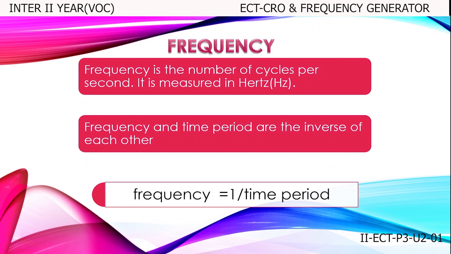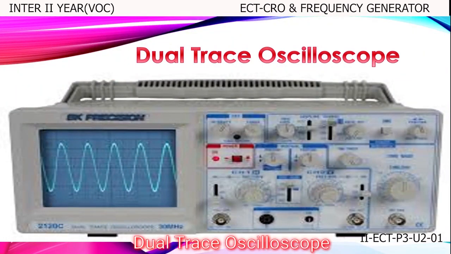Definition of frequency. Frequency is the number of cycles per second. It is measured in hertz. Frequency and the time period are the inverse of each other. Frequency is equal to 1 by time period. This slide gives you the visualization of dual trace oscilloscope. Dual trace oscilloscope can display two traces on the screen, allowing you to easily compare the input and output.